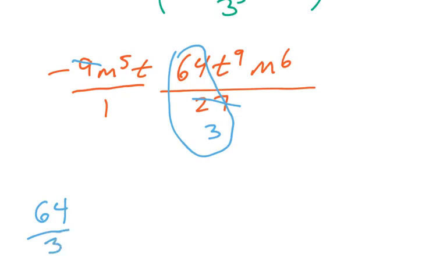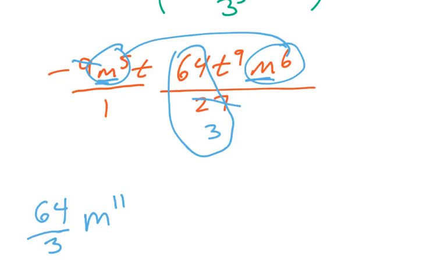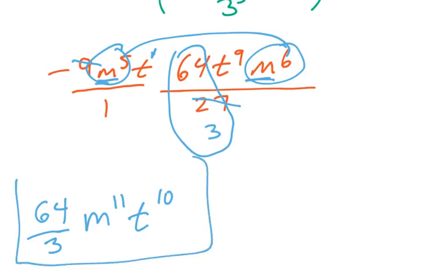We have m to the 5th and m to the 6th, so I'm just going to say m to the 11, because when the bases are the same, we add the exponents. And don't forget you have t to the 1 and t to the 9, so it's going to leave me with t to the 10. And that is my final answer.